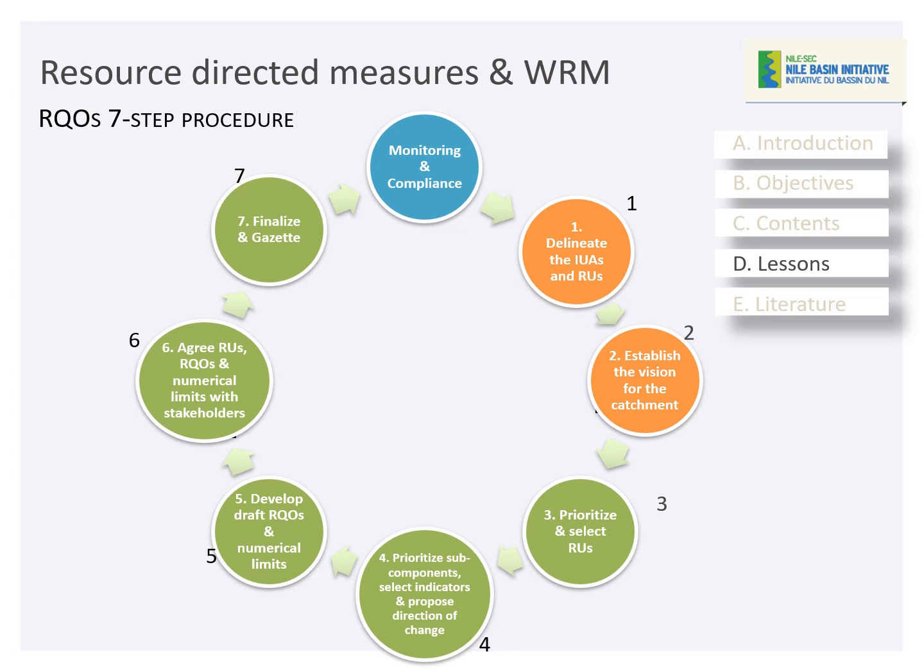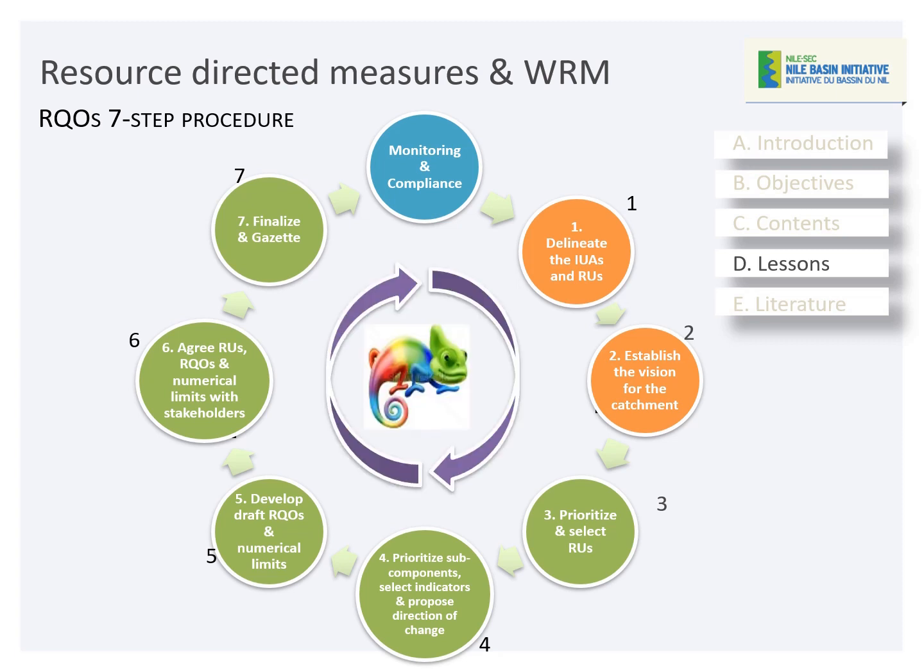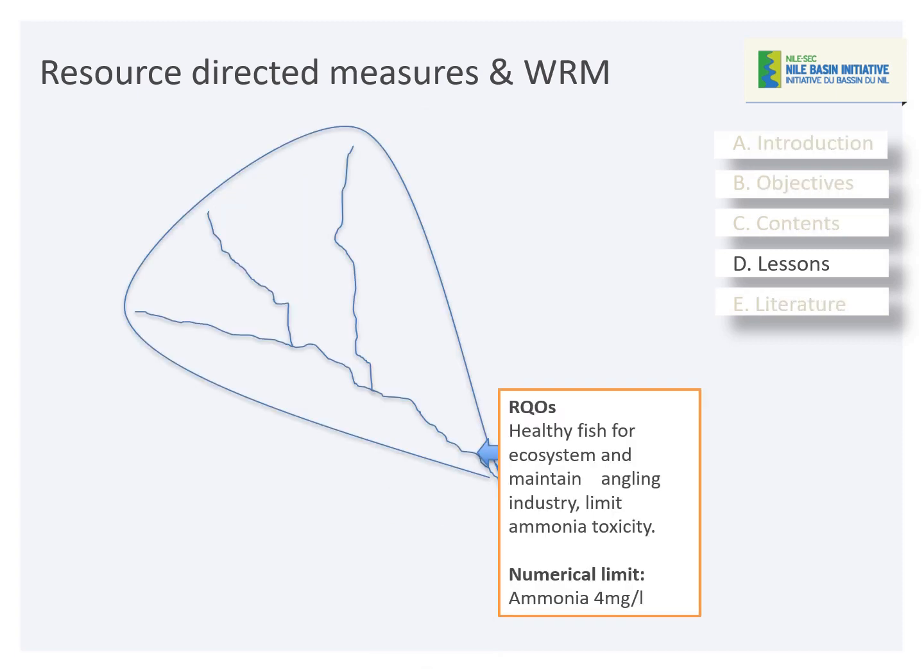Then the selection of components, indicators, and change, as well as the development of draft numerical limits, is done by specialists, and then it's taken back in step 6 to the agreeing on the resource units, agreeing on the RQOs and numerical limits with stakeholders, so that there's buy-in from the beginning. Stakeholders on multiple levels are involved in the entire process. Finally, we go through the gazetting phase, and once it's legal, then we monitor and comply, and then after a few years we go through the process again in an adaptive management context to ensure that we are achieving that sustainable balance between use and protection that we require.